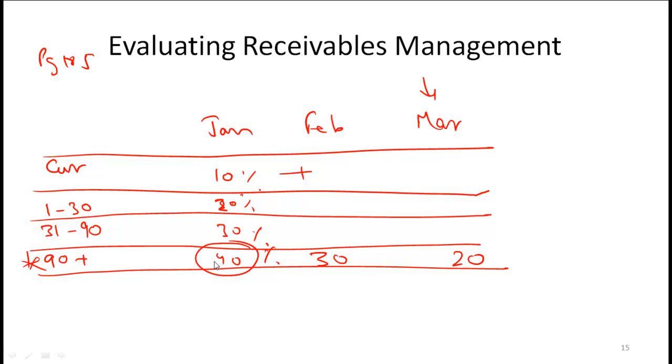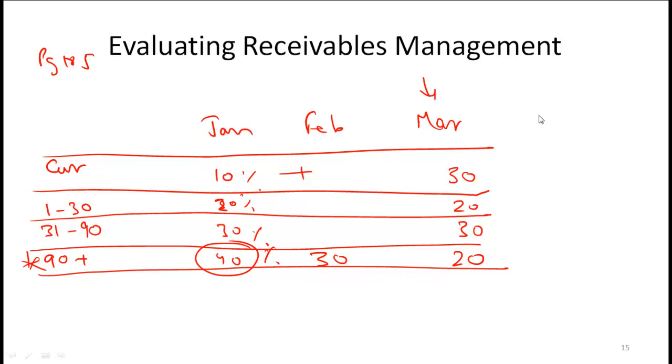Then the next thing that you do is you try to come up with your weighted average collection period. And the way you do that is you look at, let's take the numbers for March, and let's say that in March your current is 30%, and then here you have 20 and 30. So this is your percentage of receivables in March. So let's see how we calculate the weighted days, that on average how long it is taking us to collect our receivables.